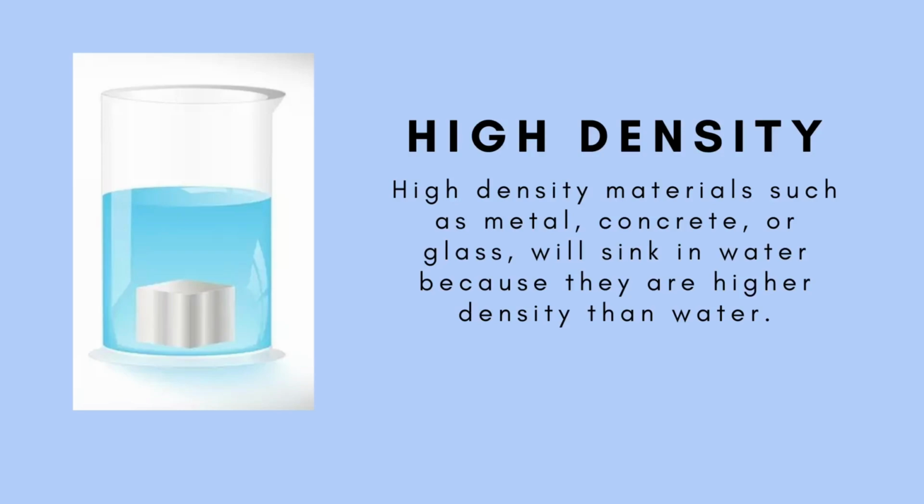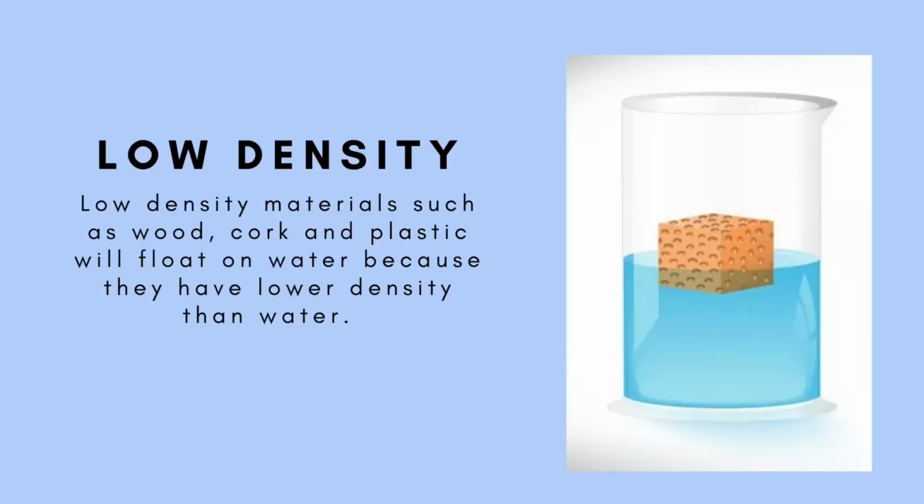As you can see in the image on your left, the metal sinks in water because it is heavy and has a high density. Let's look at an example of a low density. Low density materials such as wood, cork, and plastic will float on water because they have a lower density than water. As you can see on the image on your right, the cork is floating on water because it is lightweight and has a lower density.